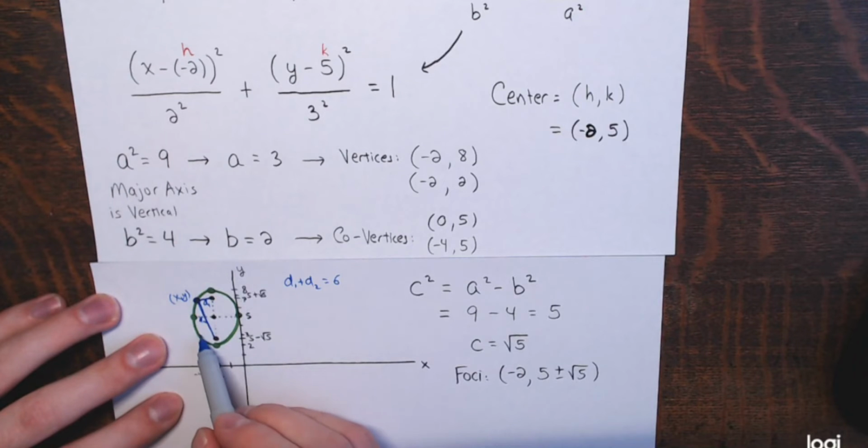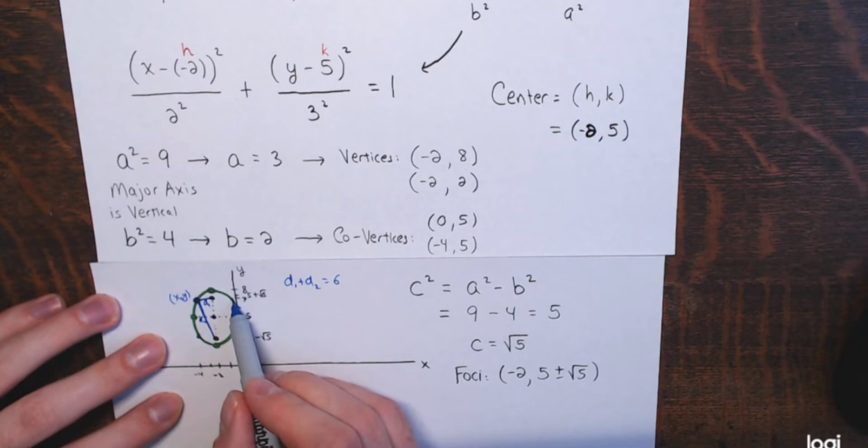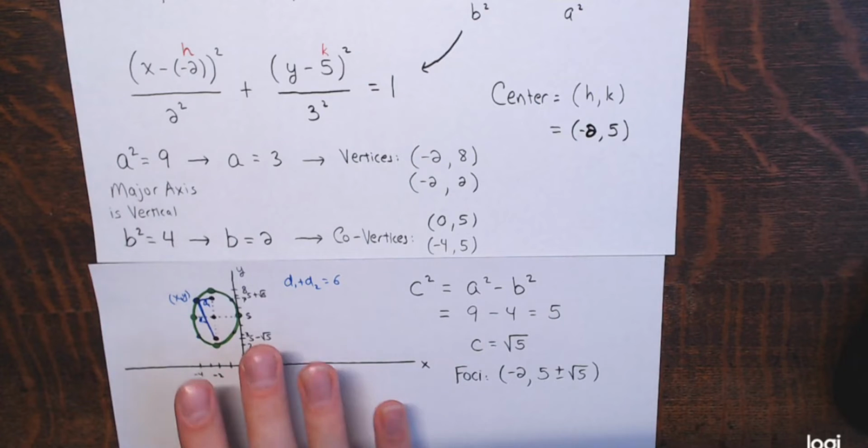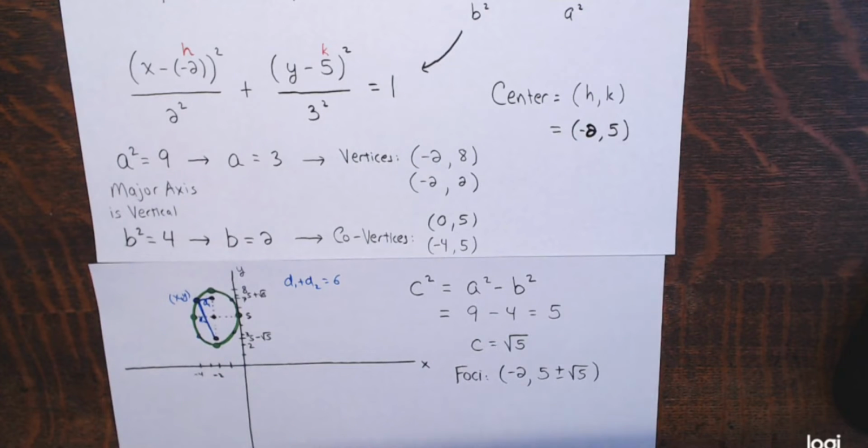You take any point on this ellipse, calculate the distance to negative 2, 5 plus root 5, and then calculate the distance to negative 2, 5 minus root 5. Add those distances, it will always be 6. Always, for this ellipse. It always ends up being whatever the length of the major axis is for any ellipse. But I'm only going to mention this once. And we'll find the foci for other ellipses, but not worry so much about that definition.